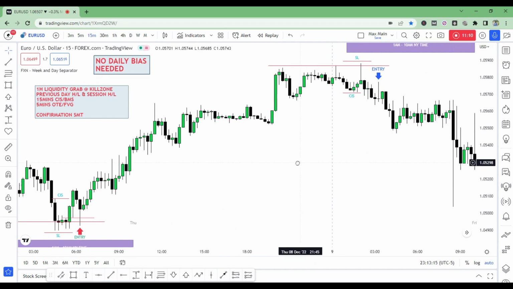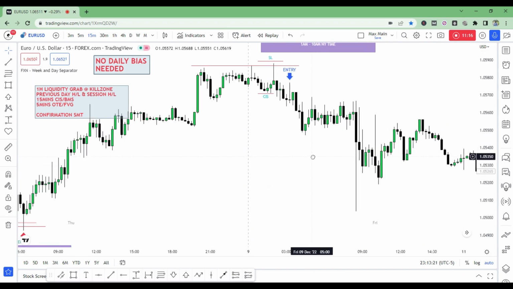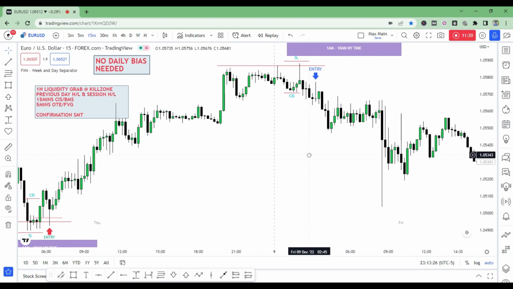So when we move to the next example, this was Friday 9th December 2022. Looking at this example, we are still within that kill zone time. When the market came, this is at 2 a.m., it came and grabbed this liquidity. Once it grabs that liquidity, you want to be looking at change in state of delivery. Change in state of delivery comes when these three candles.